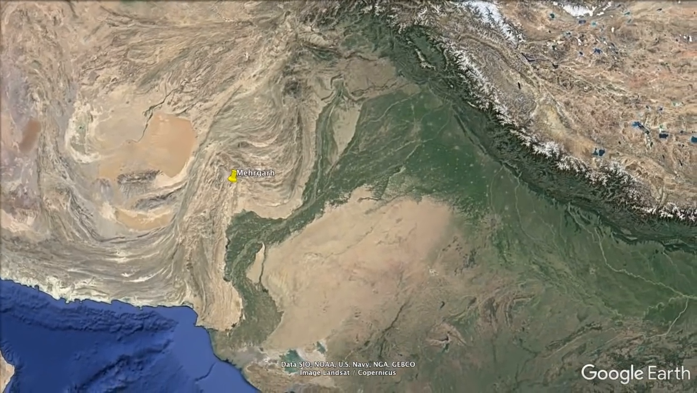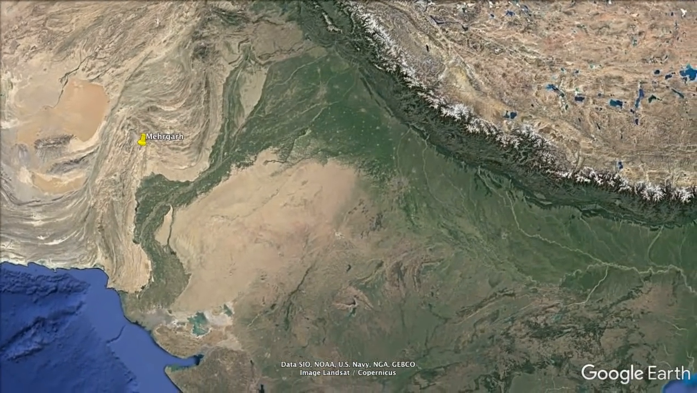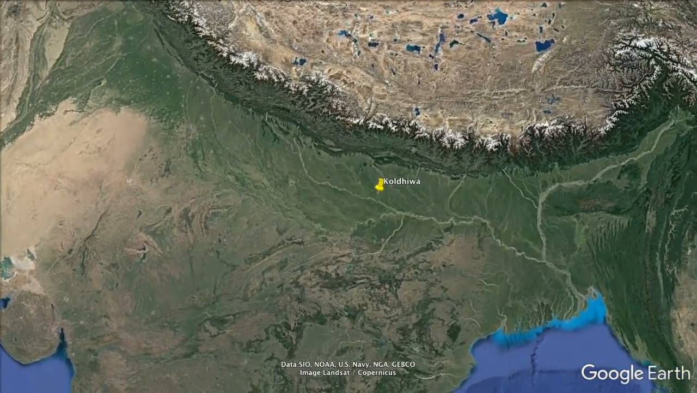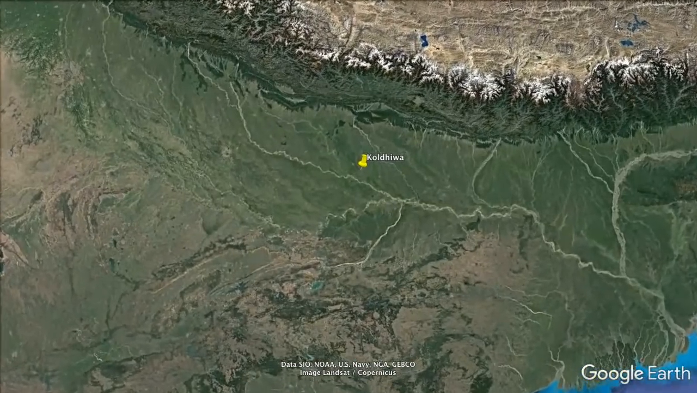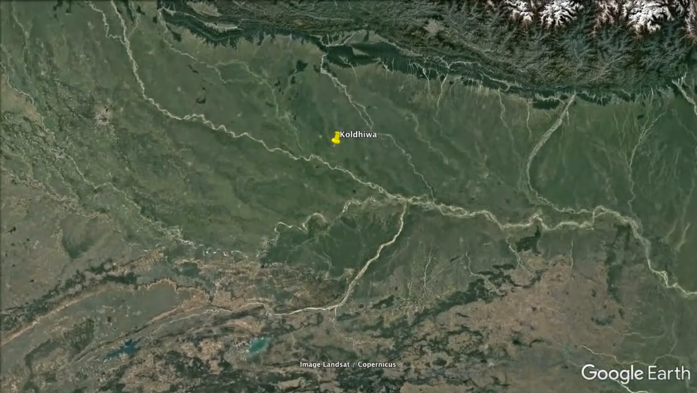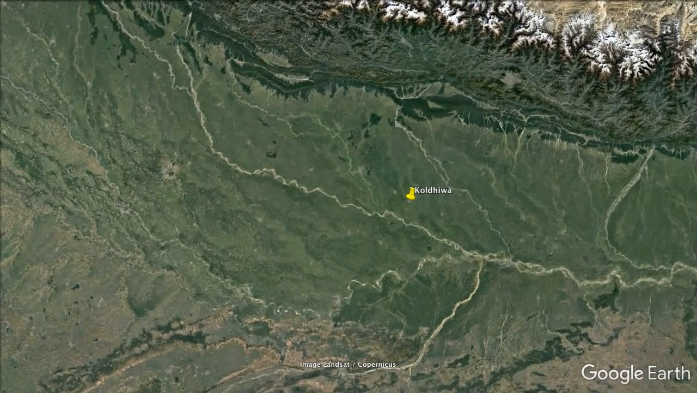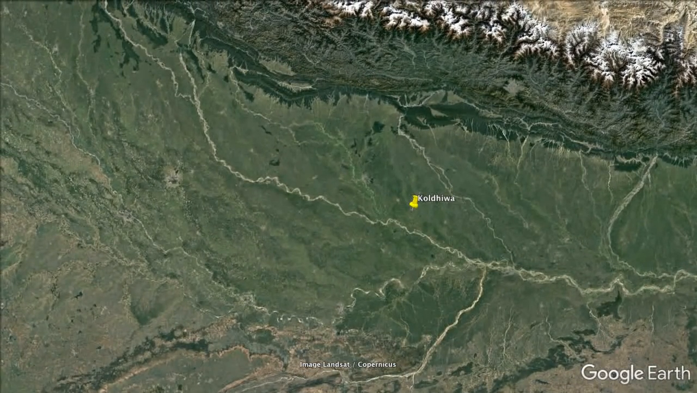But not much after Mehrgarh was founded, so again speaking in terms of archaeological time, around 6000 BC, around 1000 miles to the east of Mehrgarh, was founded the settlement of Koldhiwa. And Koldhiwa is a settlement on the Ganges River, the Ganga River. And here too there was an experiment with agriculture very early on.